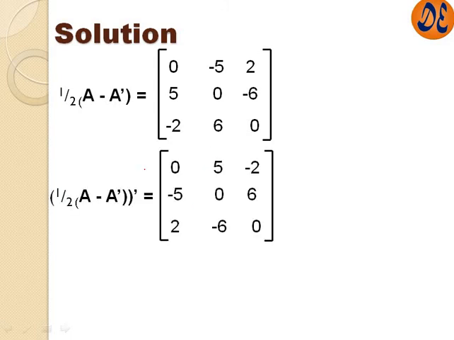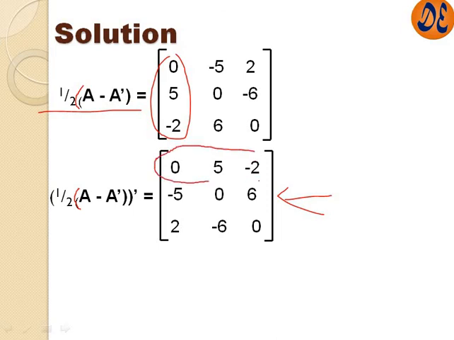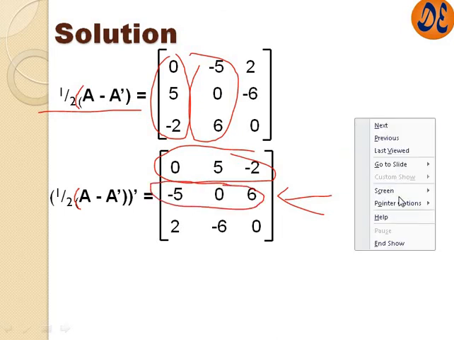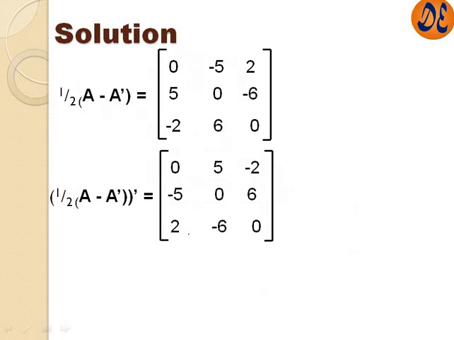Now next, here the bracket is there. This is the matrix that we have obtained over here, and if we transpose this matrix, we are getting this particular matrix. The column is becoming the row, second column becoming second row, and so on. So that means transposition is okay.